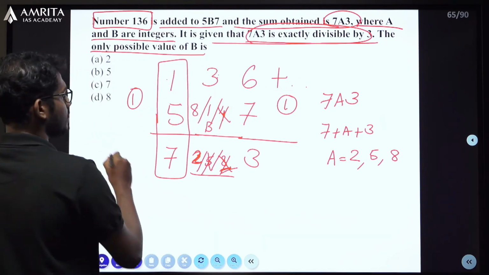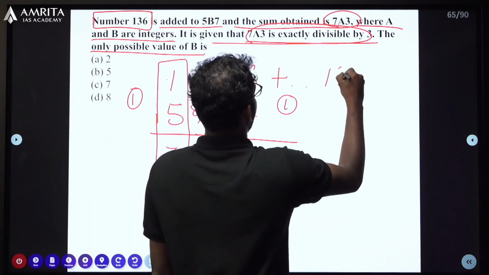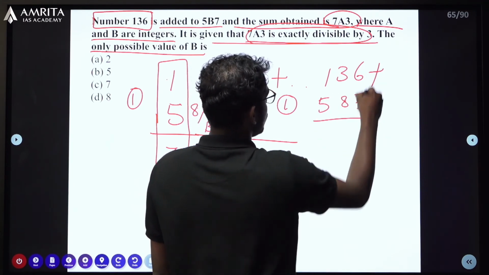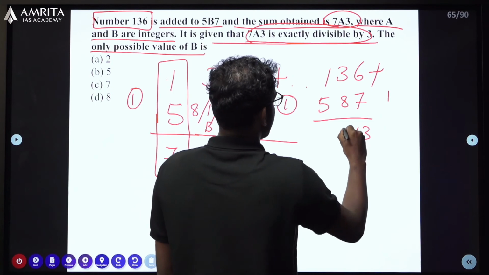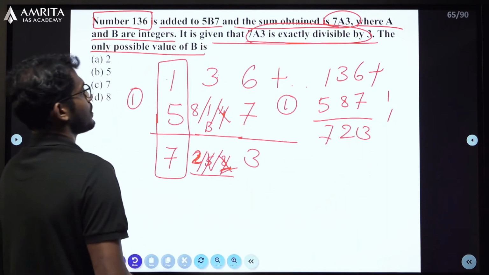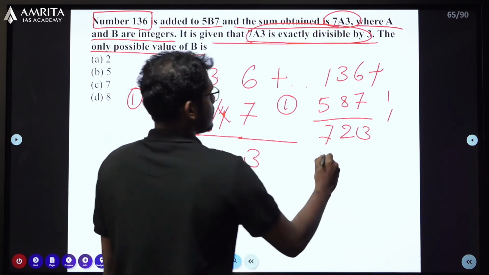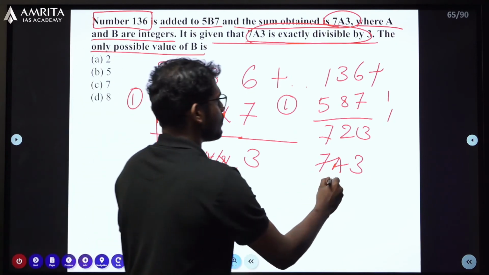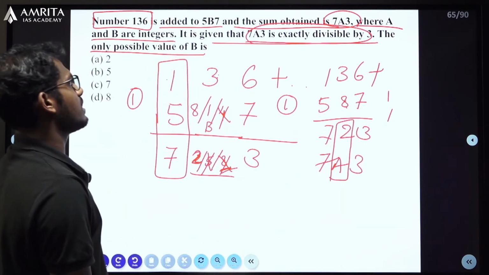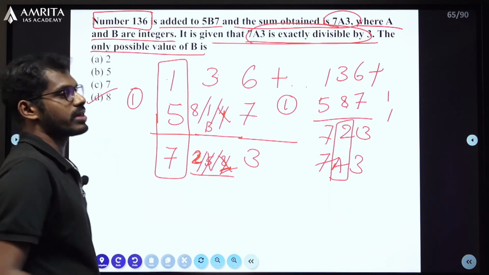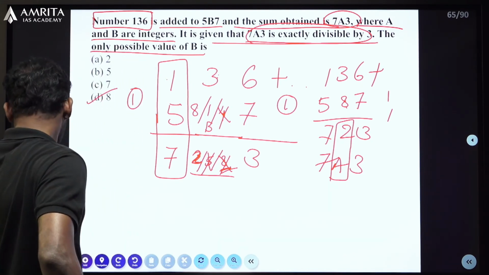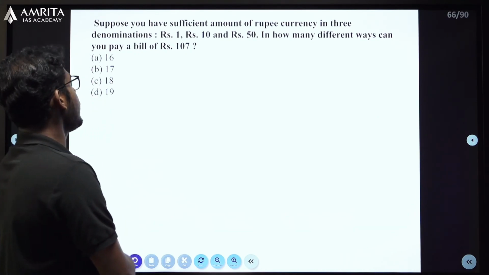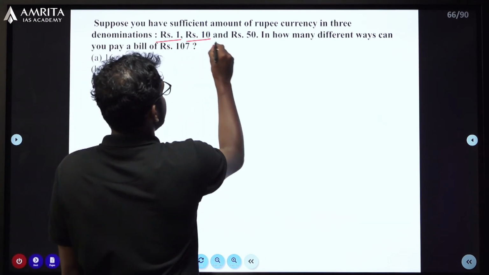So what will be the addition? The number 136 plus 587 is equal to 3, remainder 1, 3 plus 1, 4 plus 8, 12, 2, 7, 723. So the value of A is 2. 5B7 is 587. The value of B is 8. So the answer is option D, 8. Clear? Next question. Suppose you have sufficient amount of rupee currency in 3 denominations, rupee 1, rupee 10 and rupees 50.